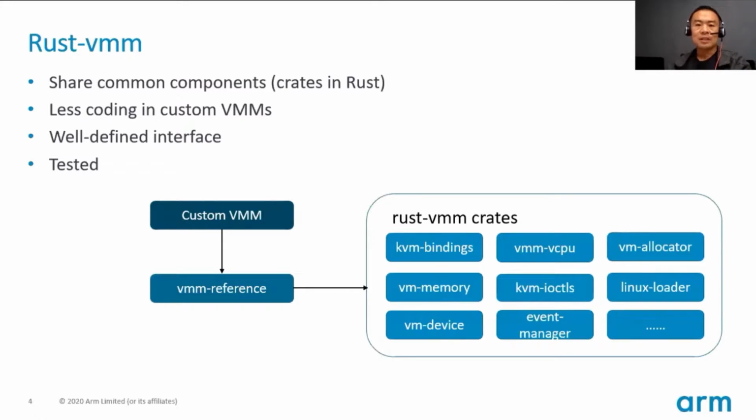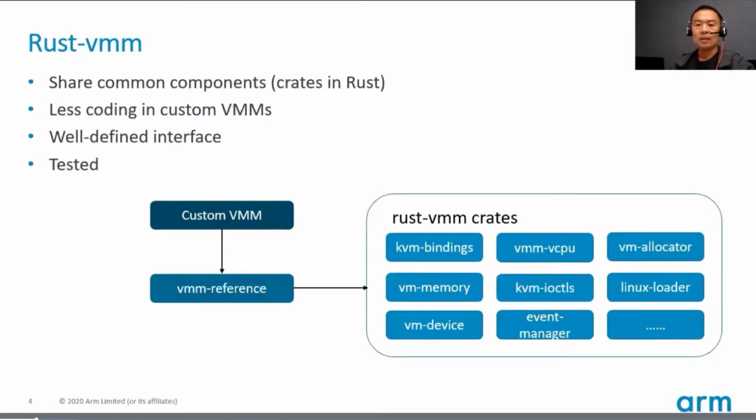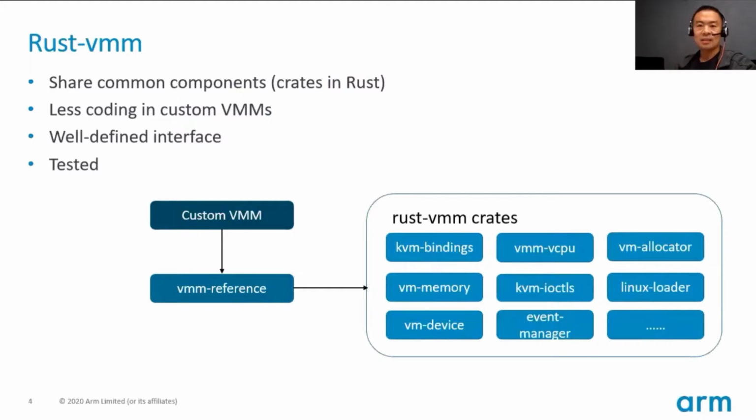Rust VMM is a collection of Rust crates. A crate is a building block in Rust, like a library in C. These crates are well designed and tested. To build a new VMM, you only need to write the least code for combining these crates and customizing. Here are some examples of the crates. Linux loader is used for loading the guest kernel, and the VM memory is for managing guest memory, etc.